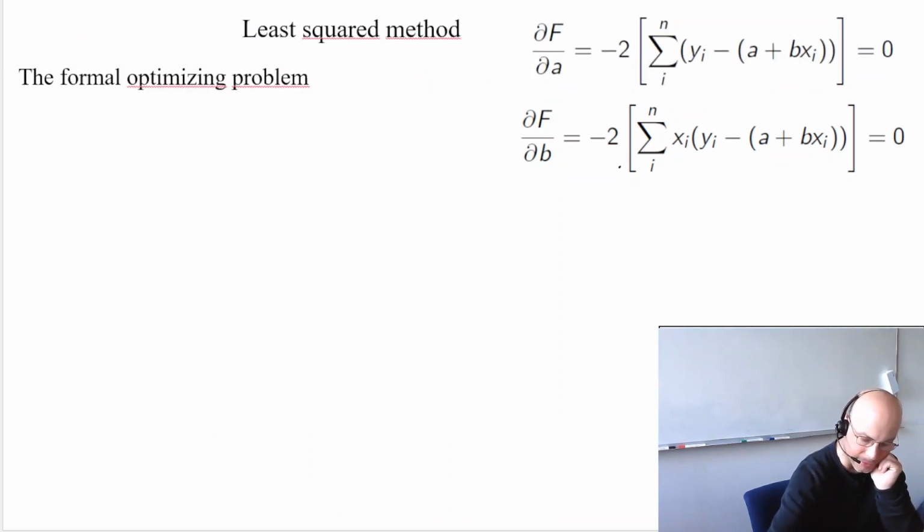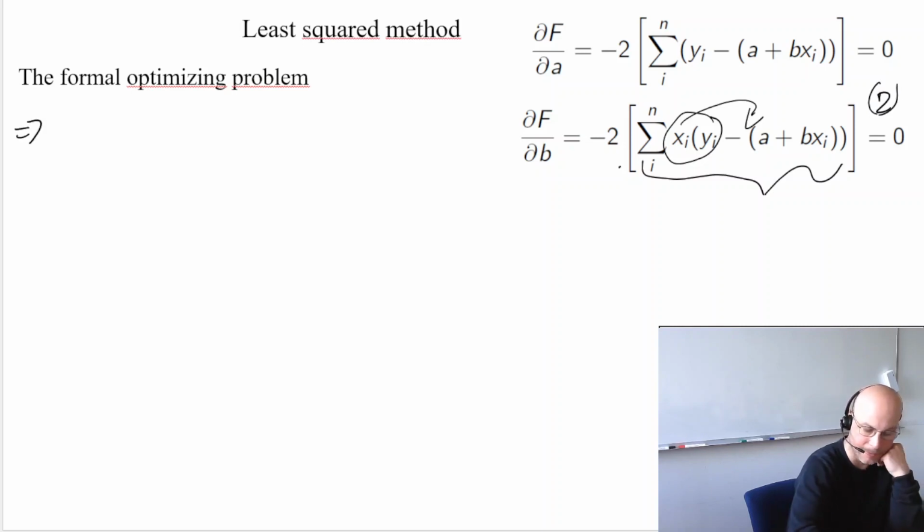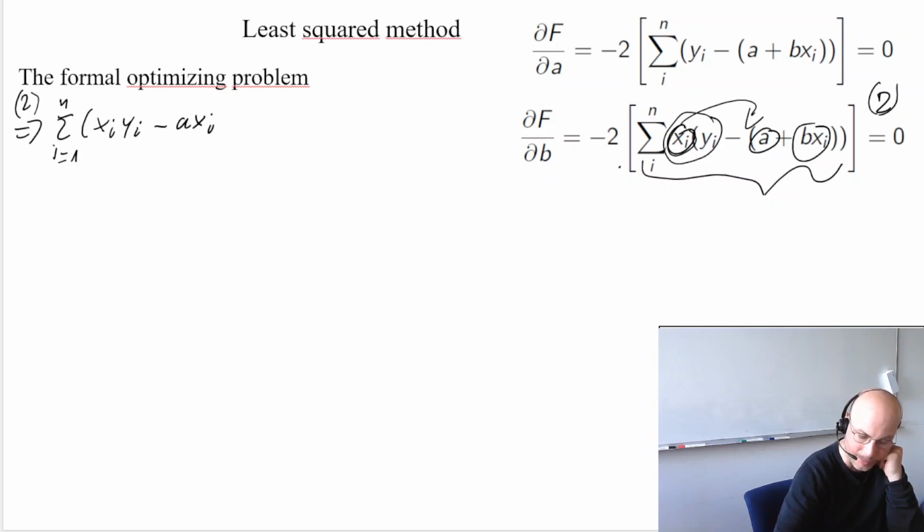And now we go to our second condition. And for this, we just multiply here our brackets, and then we obtain for 2 times the sum, i is 1 up to n, of xi yi minus a times xi and minus xi times bxi, so minus b xi squared. And this has to be 0.